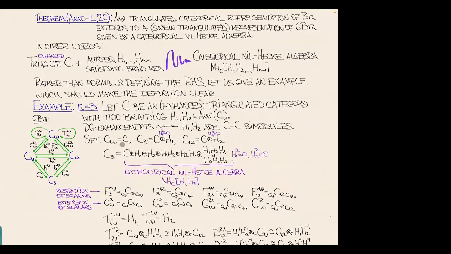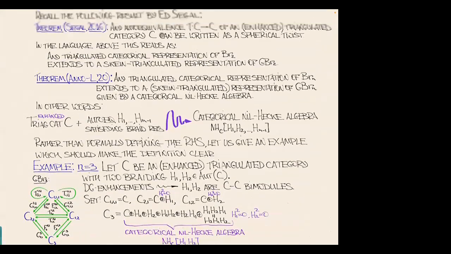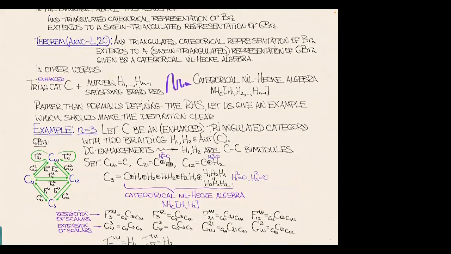Then I can define CC bimodules with multiplicative structure, with the structure of an actual C algebra. So C111 is just C itself. C21 and C12 are square zero extensions of C by the autoequivalences H1 and H2. These are what the source categories were defined to be in Ed's theorem. If you have one autoequivalence of a triangulated category, then the source category for a spherical functor is just the square zero extension.